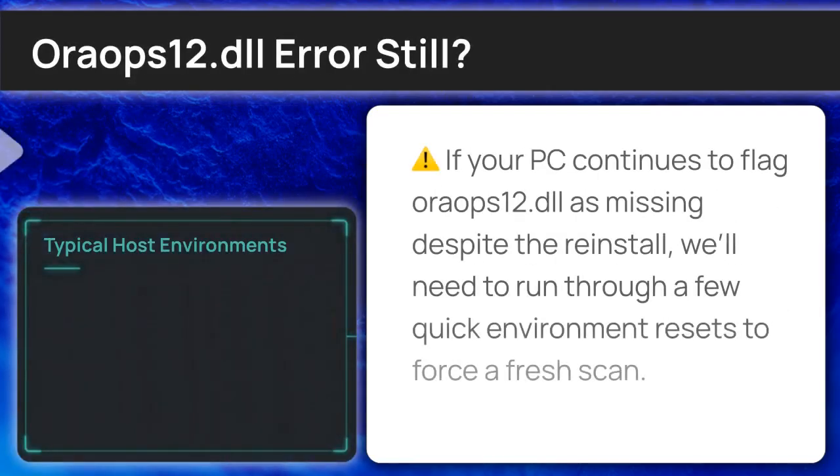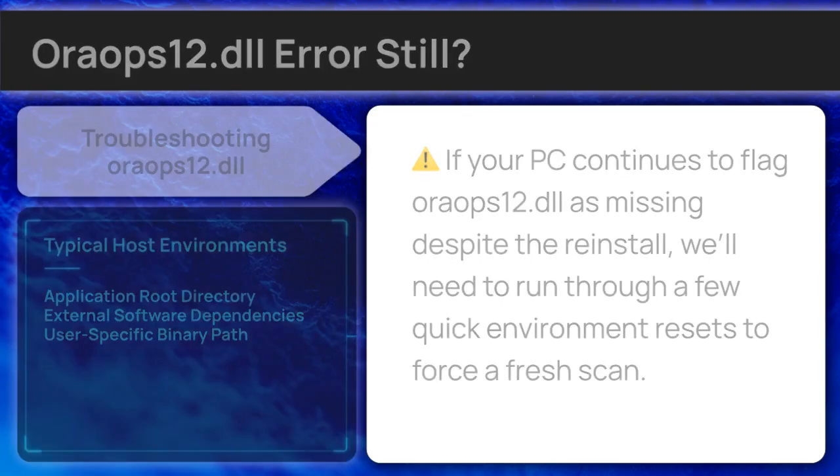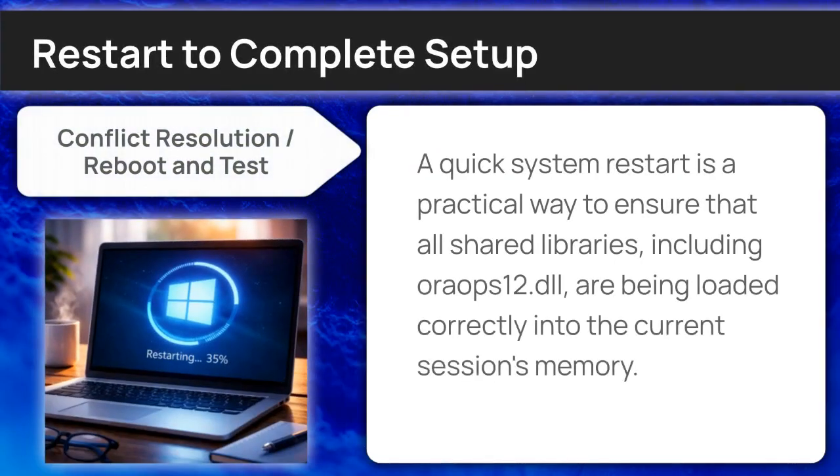Should the file remain missing after a reinstall, we need to ensure that the operating system is forced to re-index its shared library paths. A system reboot is a reliable way to clear away zombie processes that might be interfering with Oracle Ops 12. It's a low-impact step that ensures your operating system is starting with a synchronized environment.